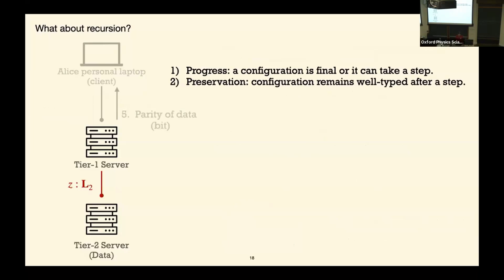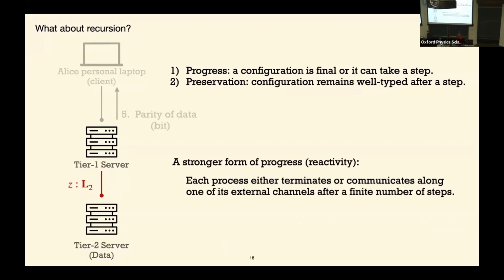So what we want is something more than these two. What we want for reactivity is a stronger form of progress that says each process either terminates or communicates along one of the external channels after a finite number of steps. Okay, so now I will show how we can build this correspondence with infinitary linear logic to ensure this is a stronger form of progress.